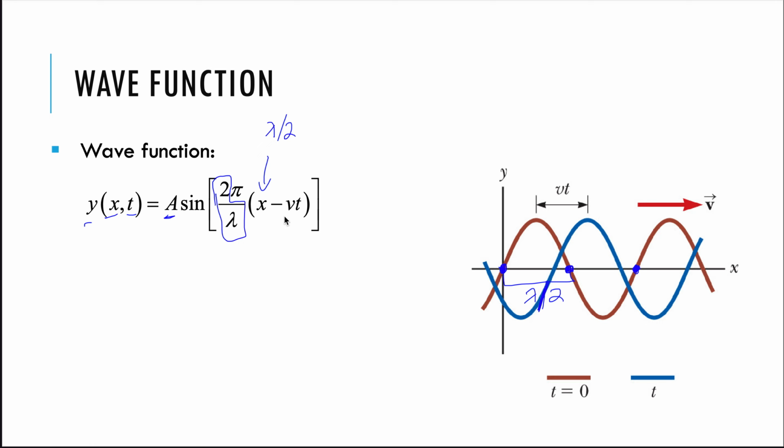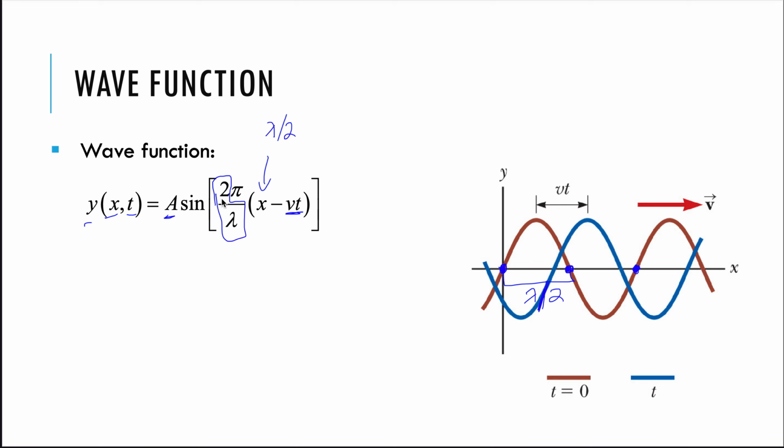And then finally, the vt, that's going to be the distance traveled in a certain amount of time. So if the wave is moving to the right, we subtract vt. If it was moving to the left, we would add vt. Remember, back when you were shifting sine waves back in math class a long time ago, when you shift to the right, then you subtract the vt. So this is going to be an expression for the wave function.